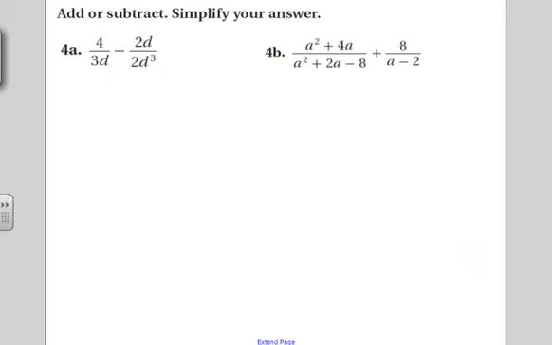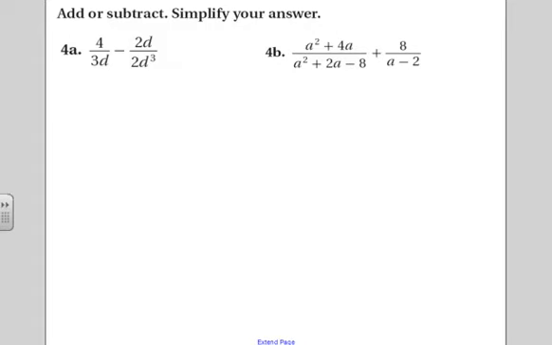So we'll start off easier. For A, I have 4 divided by 3D minus 2D divided by 2D cubed. Yes, some things can be simplified in this beginning problem, but wait until we're done to simplify anything, because sometimes it's a little easier to see.